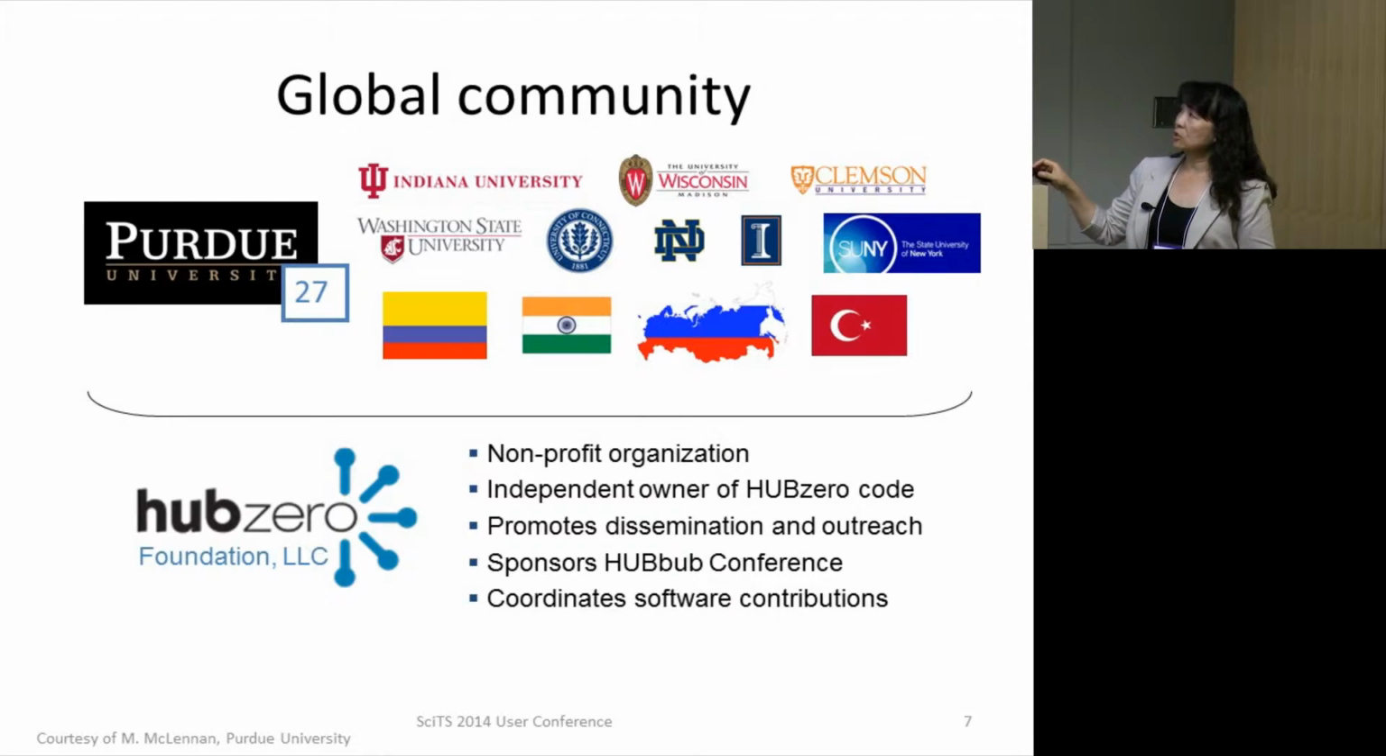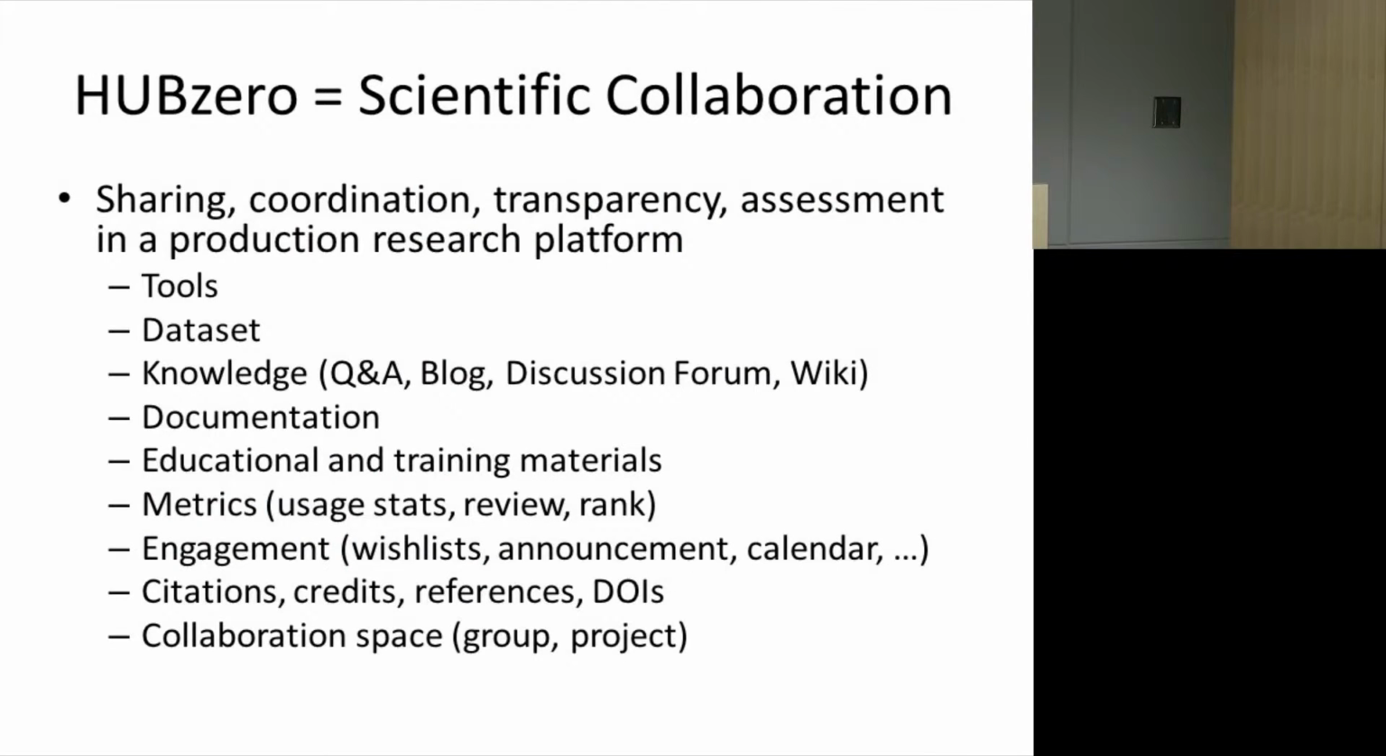And here's a picture to show you it's being used by a global community. That number 27, I think, means the number of HUBzero sites that are being hosted at Purdue. So Purdue actually has a group of about 30 professionals running these things as production systems. Okay, so really what HUBzero represents, like Tom alluded to earlier, is the ability to collaborate.